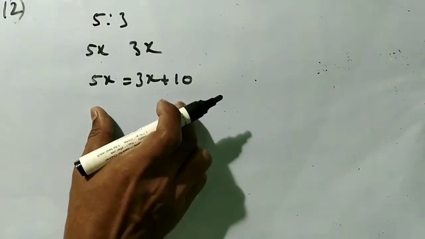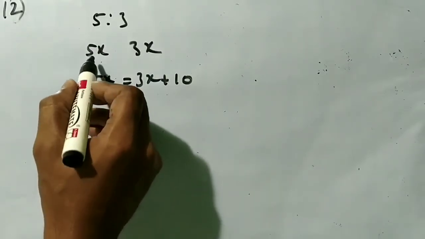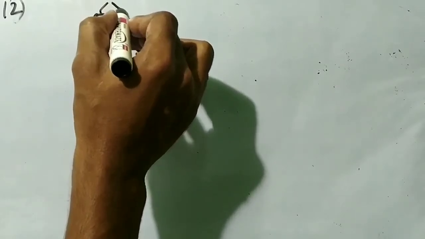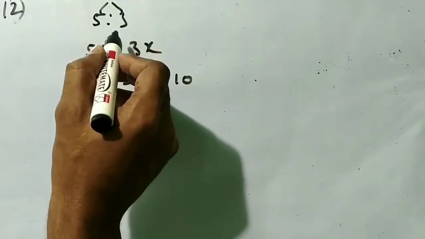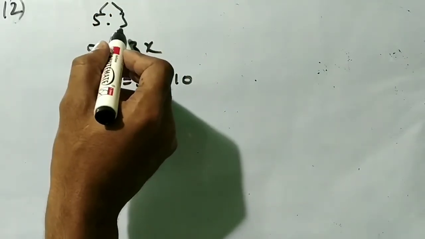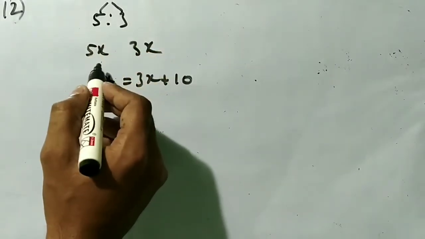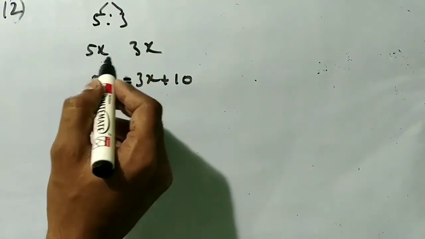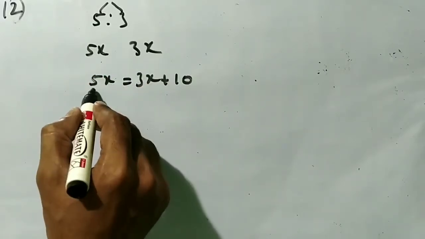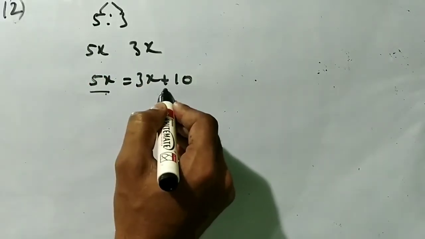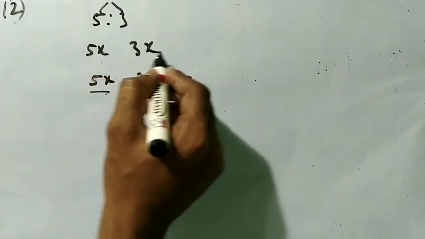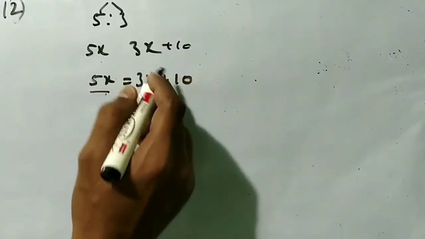So here one number is divided into two parts in the 5:3 ratio. The 5 and 3 we have considered as 5x and 3x. So these are two numbers, and one number, 5x, is 10 more than the other. So we got this equation.